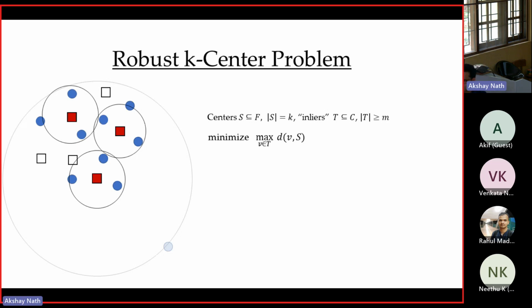If you have such an algorithm, maybe you can tweak M and find, at a certain level, a certain clustering. So this is an important problem. Clearly, it's a generalization, because if M was equal to N, I would have to cover every client, and I'd get back the k-center problem. So this is a generalization.